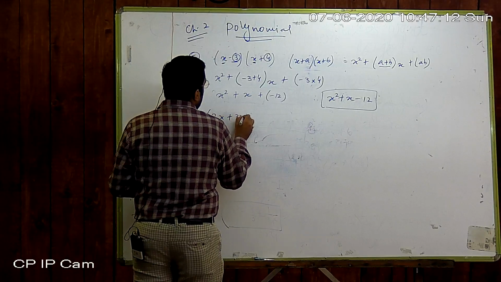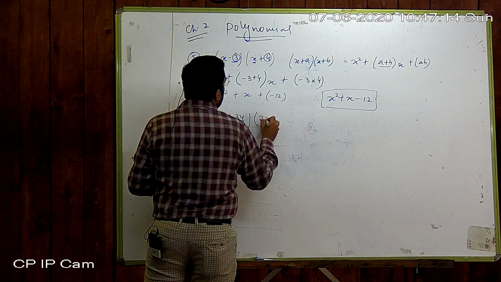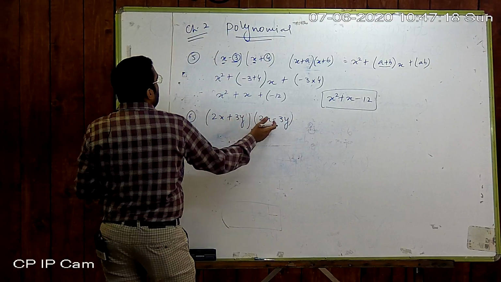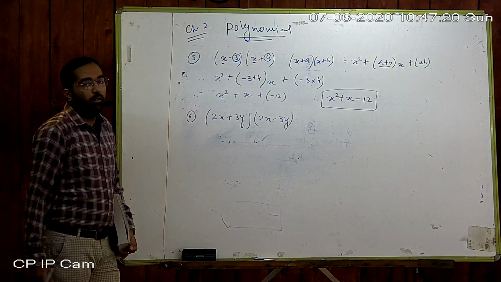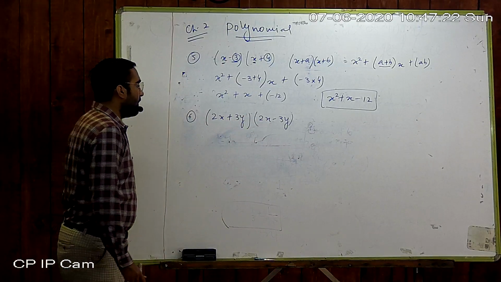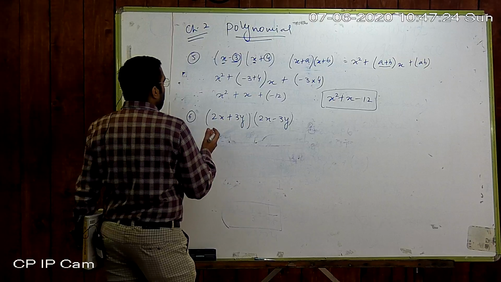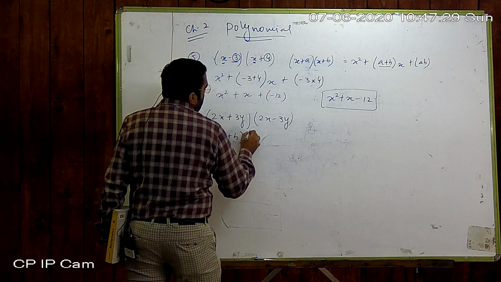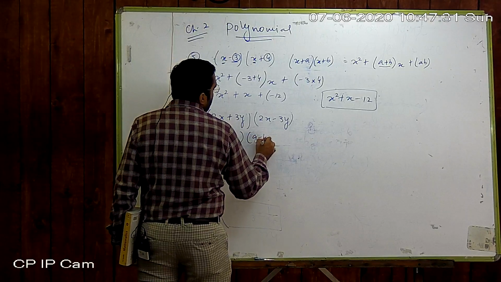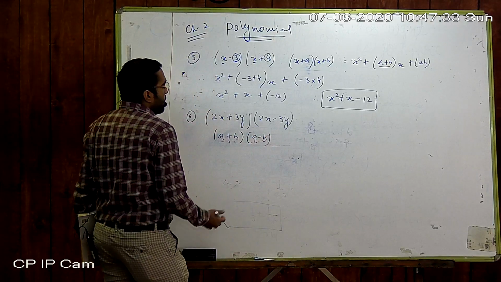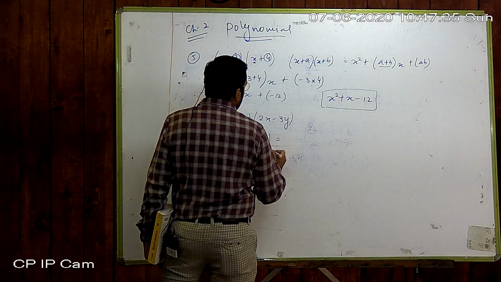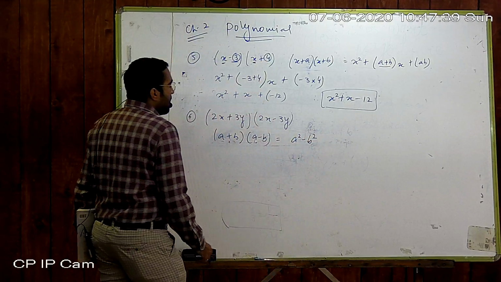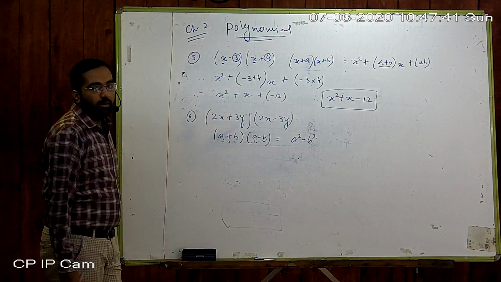Now, (2x plus 3y) and second is (2x minus 3y). Here both terms are the same and the signs are different. So in this case you can notice here that here is a plus b and in the second is a minus b. So what is my formula? My formula will be a square minus b square. Okay, first term square minus second term square.